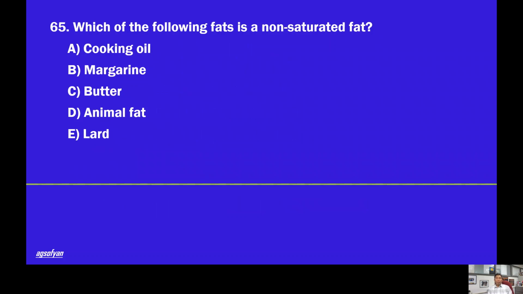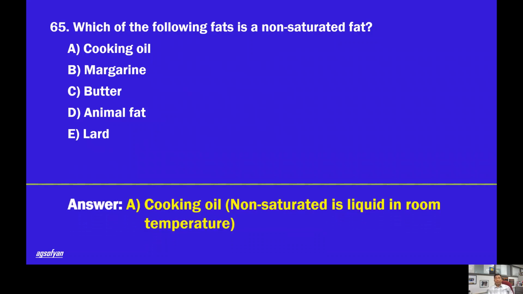65. Which of the following fats is non-saturated fat? A. Cooking oil, B. Margarine, C. Butter, D. Animal fat, E. Lard. Choose your answer. Okay, the answer is A, cooking oil. So non-saturated fat can be identified by being liquid at room temperature. If it is solid at room temperature, like margarine and butter, it usually contains saturated fat.